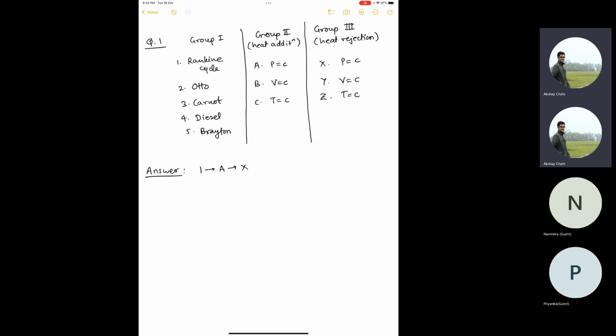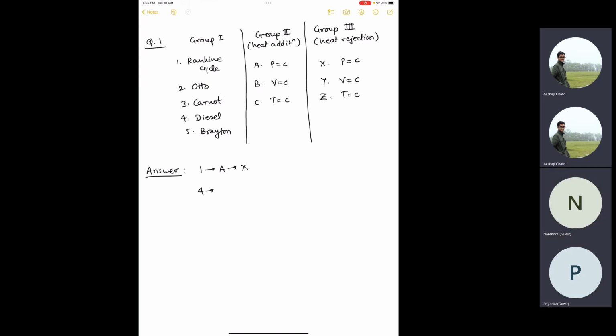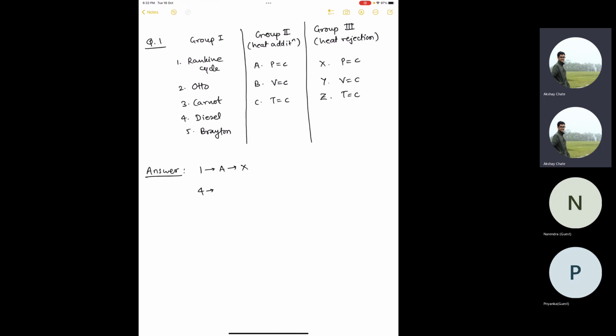Priyanka, can you tell me what will be the sequence for the diesel cycle, which is number 4? For diesel cycle, heat addition is at constant pressure, and heat rejection is at constant volume. Yes. So you can do this exercise yourself also, and this was a previous year GATE question. This way you will remember it better.